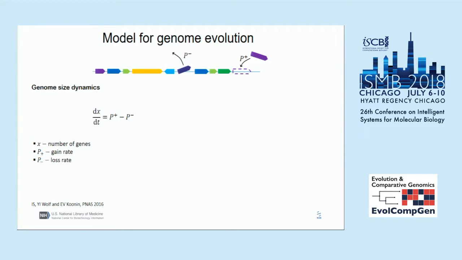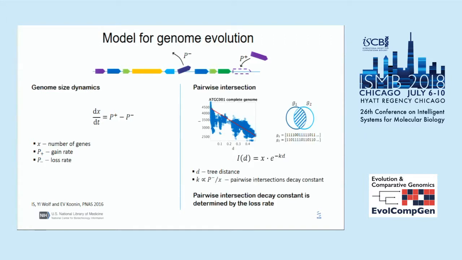Now that we have the model, we can also calculate the decay of the pairwise intersection. So basically, if we assume that there is an external infinite gene pool, we get that the intersection decays exponentially, where the decay constant is proportional to the per gene loss rate. So the important point here is that the genome intersections are dominated by the loss rate and do not depend on the gain rate.